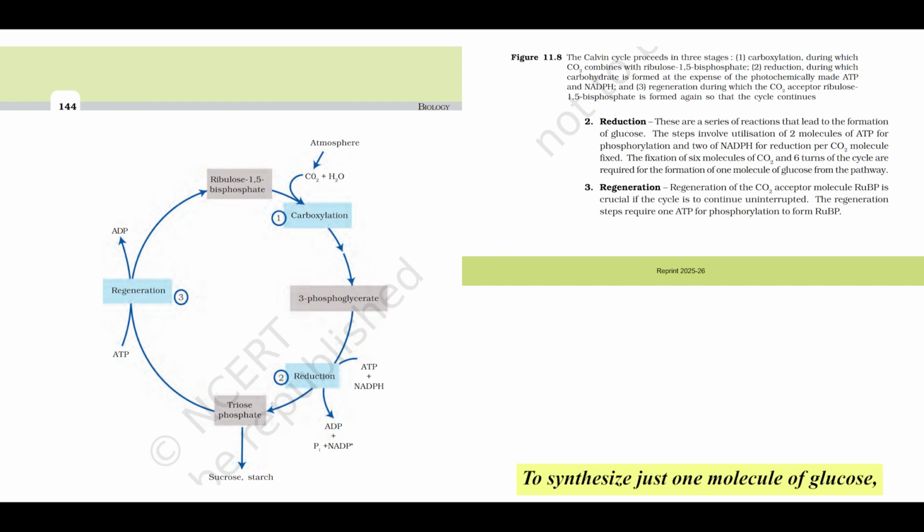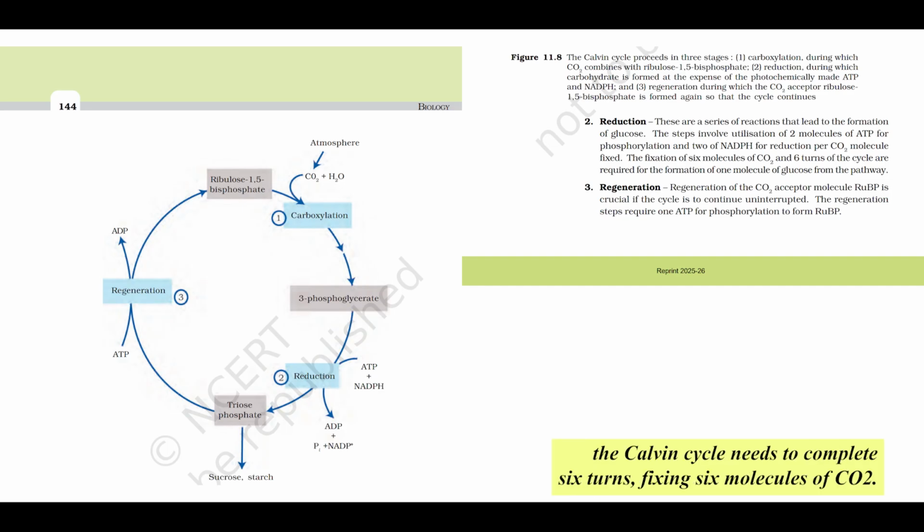To synthesize just 1 molecule of glucose, a 6-carbon sugar, which is often considered the end product, the Calvin cycle needs to complete 6 turns, fixing 6 molecules of CO2. Why 6? Because glucose has 6 carbons and each turn fixes 1 carbon.